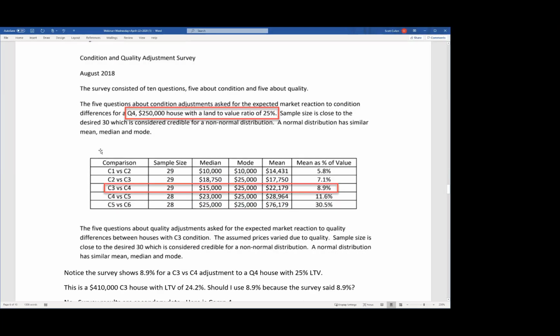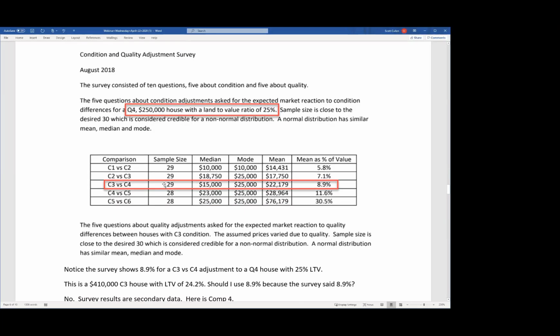So anyway, we had 29 people in the sample, which is very close to what we need. The median response was $15,000. And again, this is for a Q4 $250,000 house with a land value of 25%. The mode, the most frequent response, was 25,000, and the mean was 22,179. So following Galton's example, I think the mean is the number that we want to use. I divide the mean, 22,179, by 250 to get this percentage, 8.9%. And that's what I've been using.